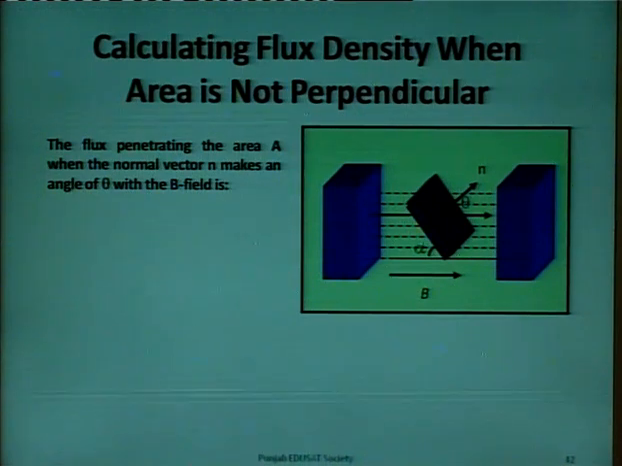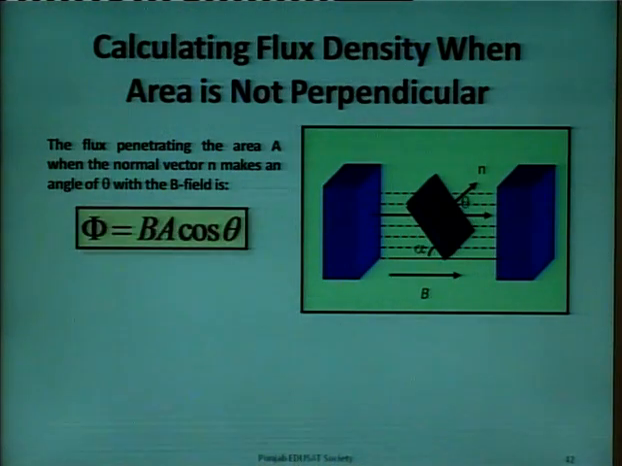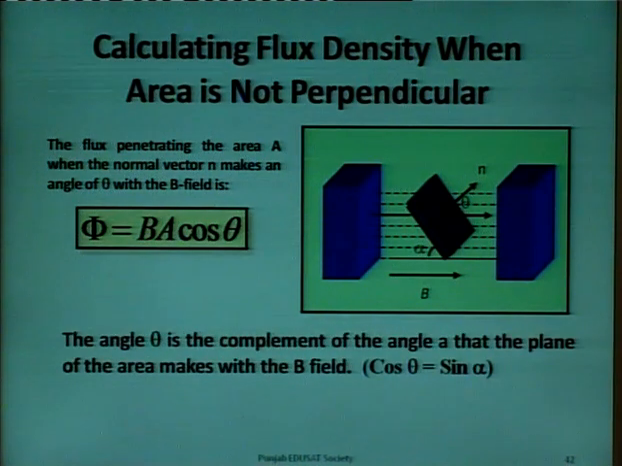Then calculating the flux density when the area is not perpendicular, as we can see that there is an angle alpha. The flux penetrating the area A, when the normal vector n makes an angle of theta with the B field, is phi equal to B A cos theta. This angle theta is the complement of the angle that the plane of the area makes with the B field. Cos theta is equal to sin alpha.